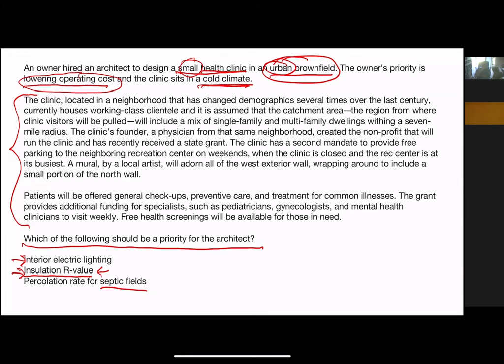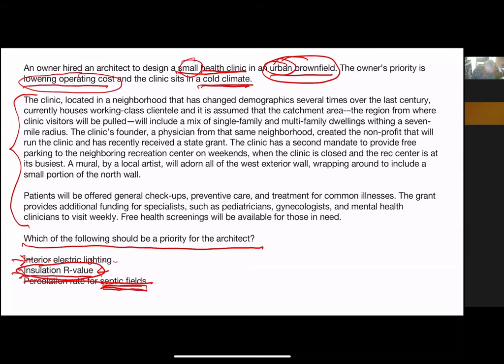There are no septic fields that I know of in urban sites, or certainly not many, because you have access to municipal wastewater lines, and also sanitary storage. You would never do a septic field if you didn't have to. Also, usually urban sites don't have enough room for one. So this one's a pretty easy win to cross out. This one's a little bit more difficult, but we can kind of cross it out. And the best answer is insulation R value.